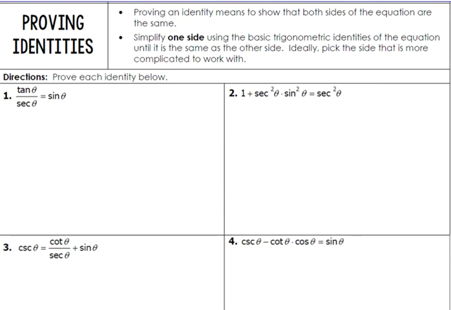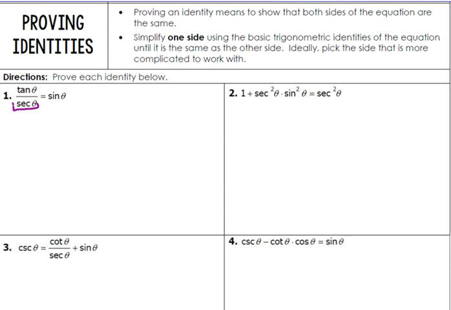So let's look at this first one here. We've got the tangent of theta over the secant of theta is equal to sine of theta. You usually want to pick the side that looks more complicated or that has more stuff to it. So in this case, we're going to work on the left side of the equation.